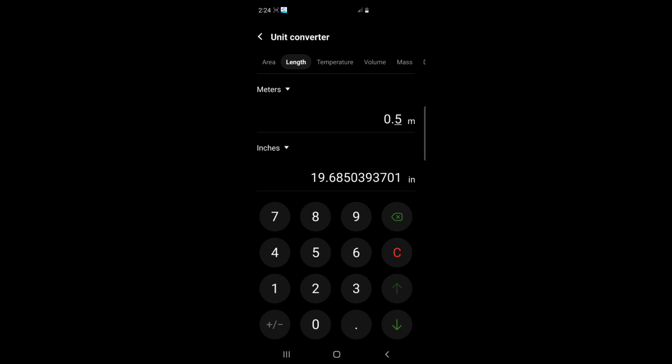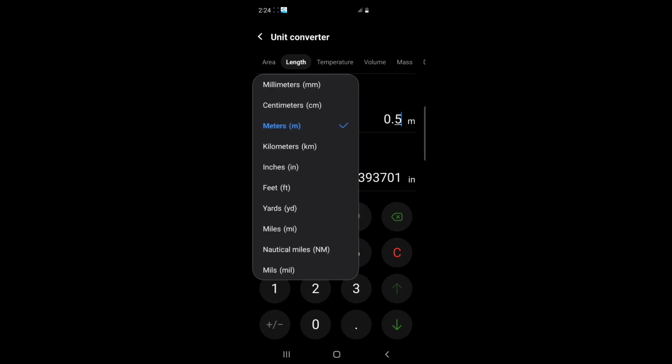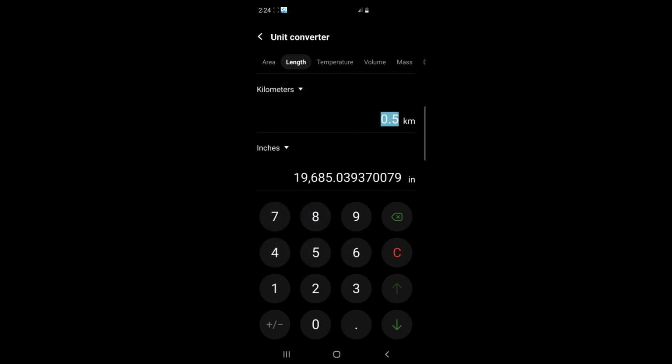So 0.5 meters is 19.6 inches. So in this case, this will be recorded as 20 inches approximately. Do you understand? Now let's get down to the other one. Let's do kilometers, right? But so now, in this case, 0.5 kilometers means 20 inches approximately, right?